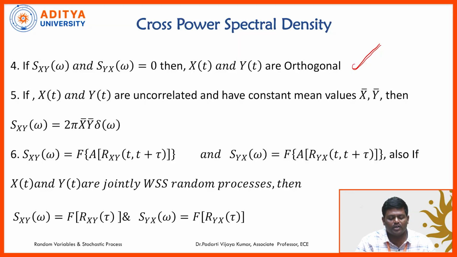If x of t and y of t are uncorrelated and have constant mean values, let us say x bar and y bar, then the power spectral density is equal to 2 pi times x bar times y bar times delta of omega. This is the last property, which is used frequently in solving problems. Fourier transform pairs: power spectral density is the Fourier transform of the autocorrelation function, and the autocorrelation function is the inverse Fourier transform of the power spectral density. We use this very frequently for solving the problems.